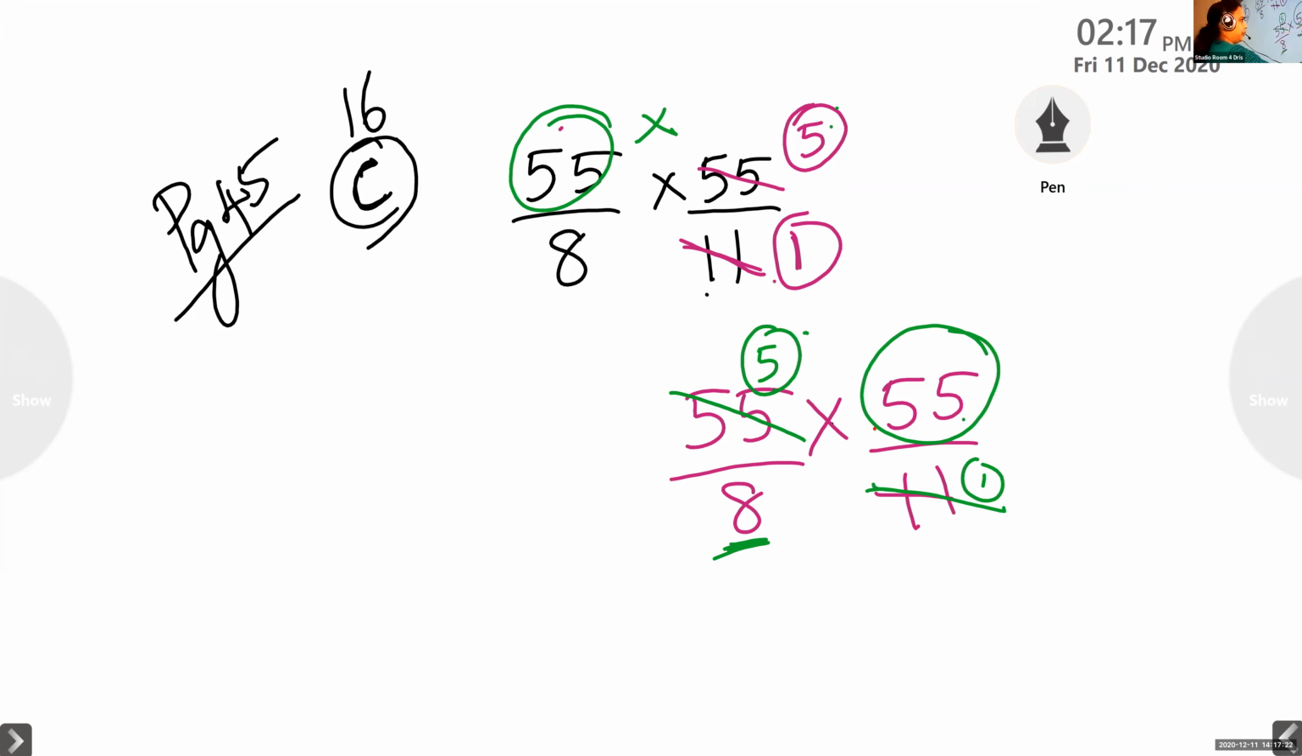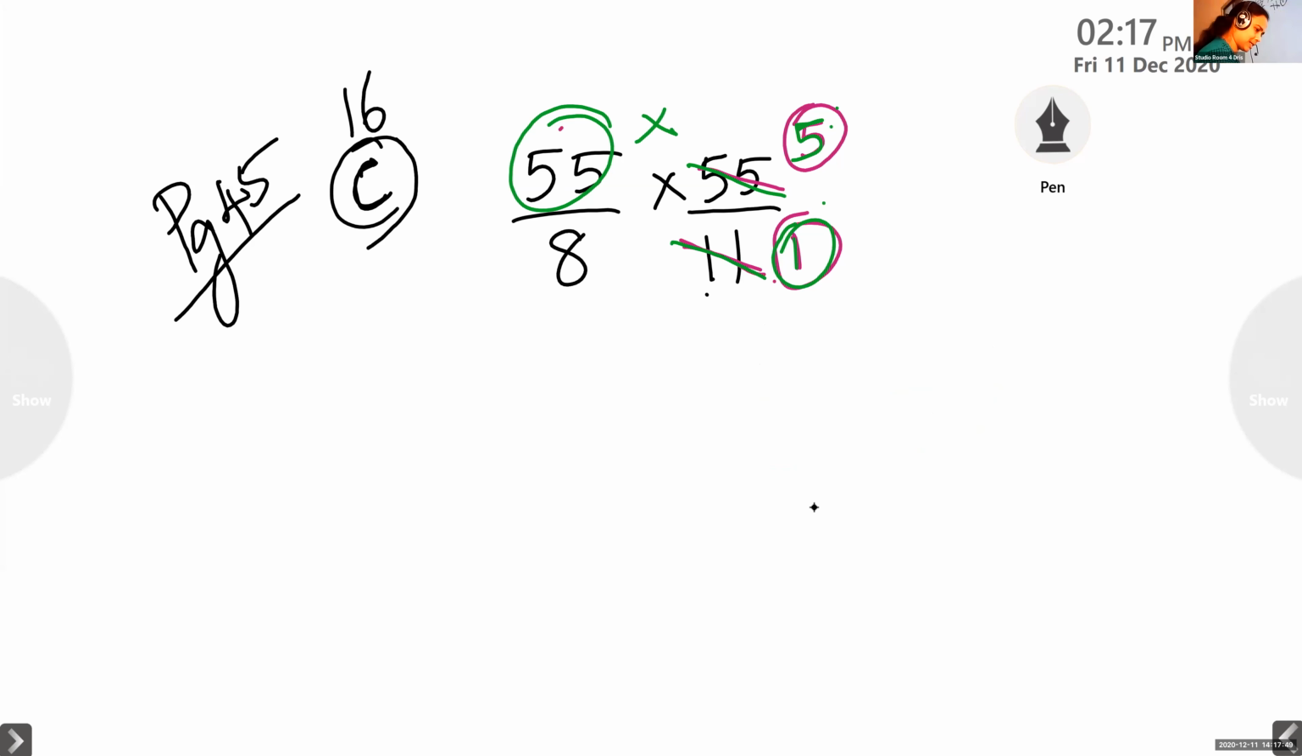Here you can do 55 and 55 one time. Otherwise, you can do 11 and 55 like this. But only one time you can cut, because when you cut, here it becomes 5 and here it becomes 1. Here also, if you cut cross, here it becomes 5 and here it becomes 1. So I hope it's clear. What you children were discussing, this is 55 into 5, and the answer is 275 divided by 8. Find the answer in the mixed fraction. All of you, divide 275 by 8 and find the answer in the mixed fraction.